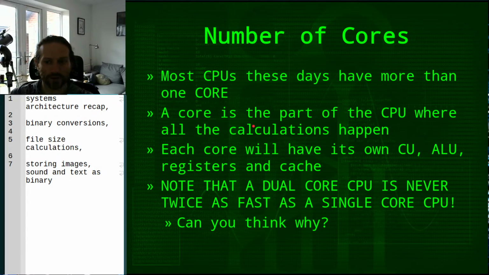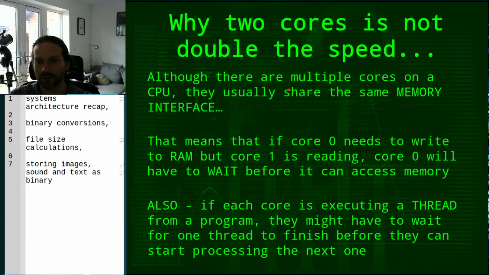Okay, so I've got a little diagram of it, or a photograph even, in a minute, but the fact that the multiple cores on a single CPU still share the same memory interface means that things slow down a little bit because they can't independently access the memory.